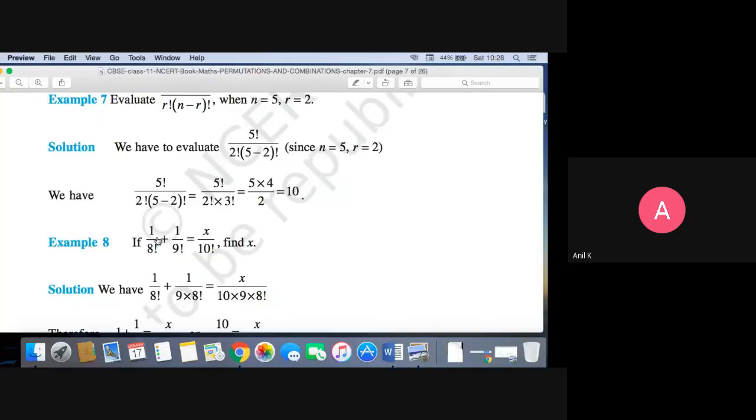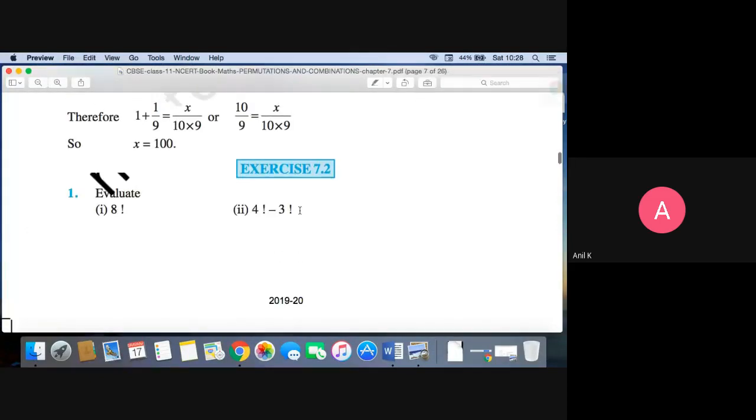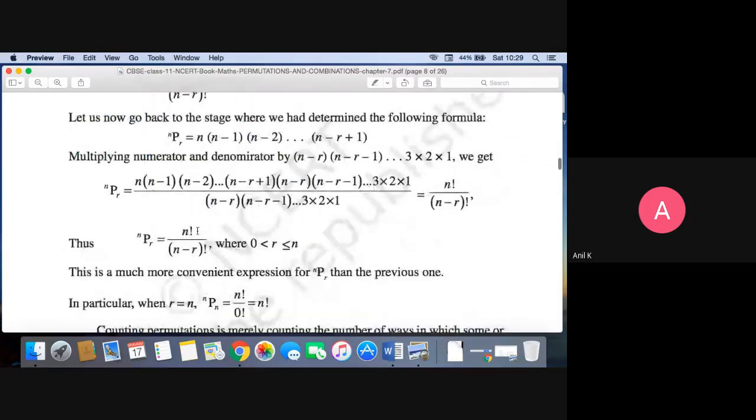So these questions are easy. Very easy, right? Now we have the 7.2 exercise. You have to evaluate. The first one is 8 factorial, you can expand. Then 4 factorial minus 3 factorial, that also you can expand. Is 3 factorial plus 4 factorial equal to 7 factorial? I will say the answer is no, but you have to justify why it is no. Then compute, find the x value. These are all questions you can solve easily.